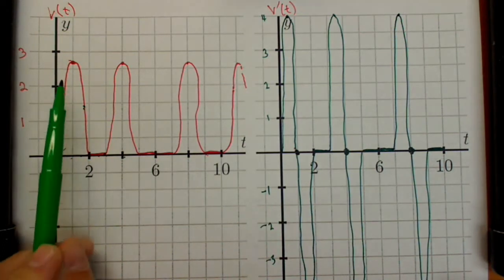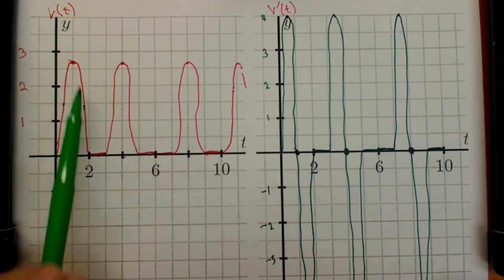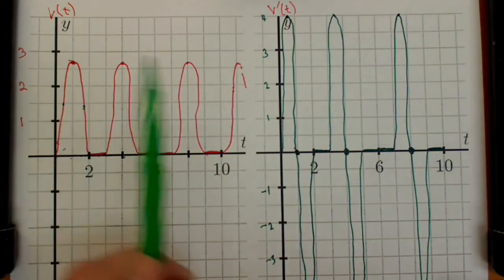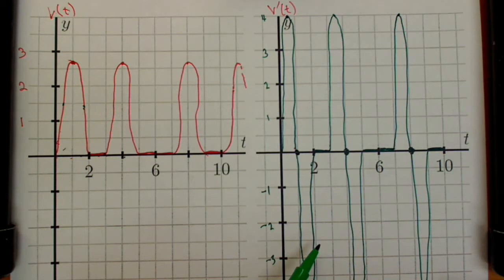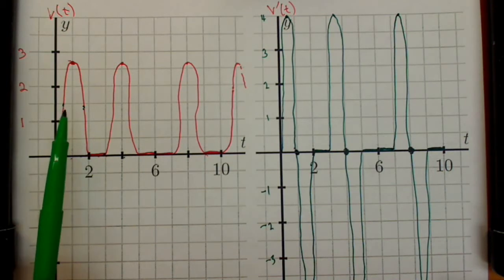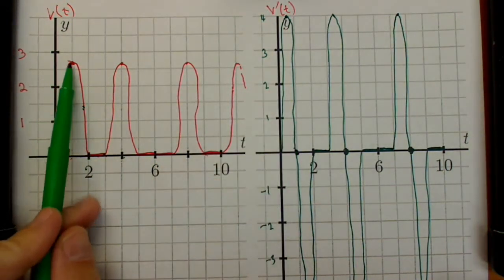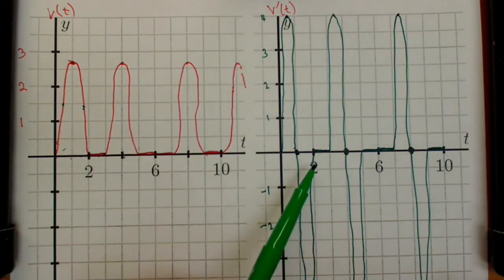For instance, where our function is increasing, our derivative should be positive. Where our function is decreasing, our derivative should be negative. Where we have a turning point, our derivative should be 0. Now what we've drawn in this green graph is actually the graph of the acceleration of the car. Because what's happening is we're speeding up, we're increasing our velocity, so we're accelerating. We got a positive acceleration. Here we're slowing down, we have a negative acceleration.